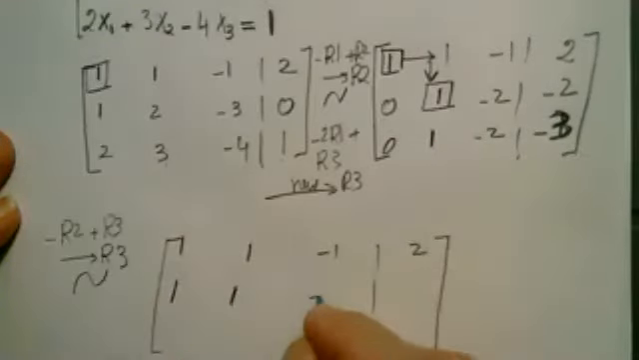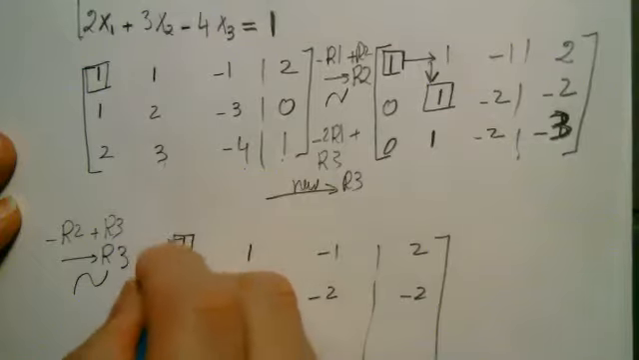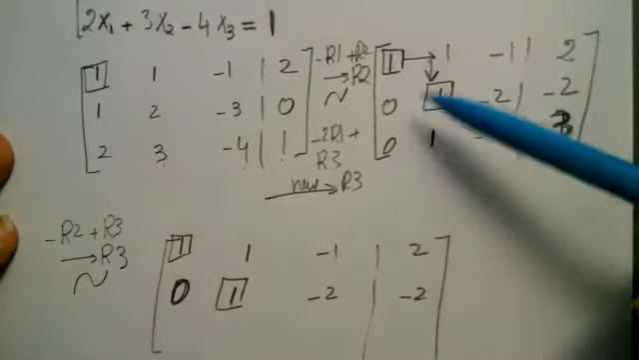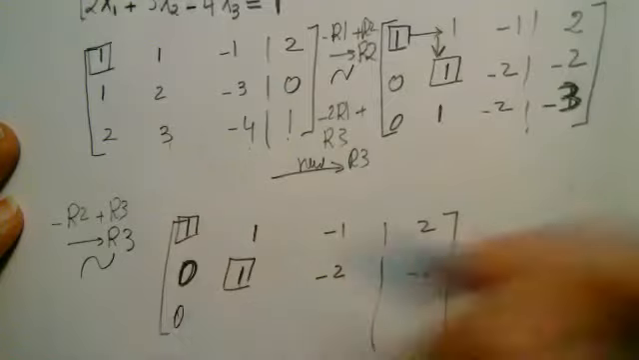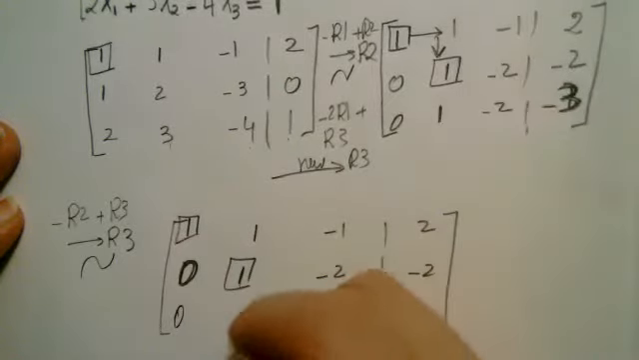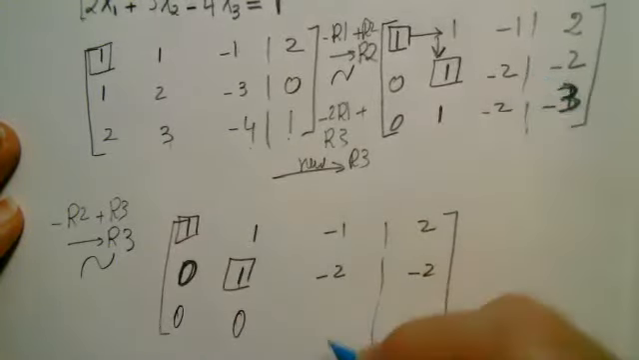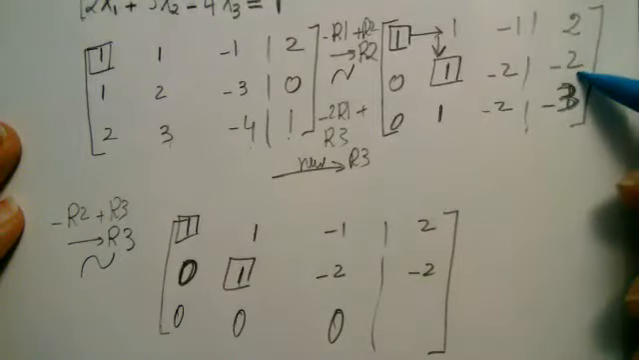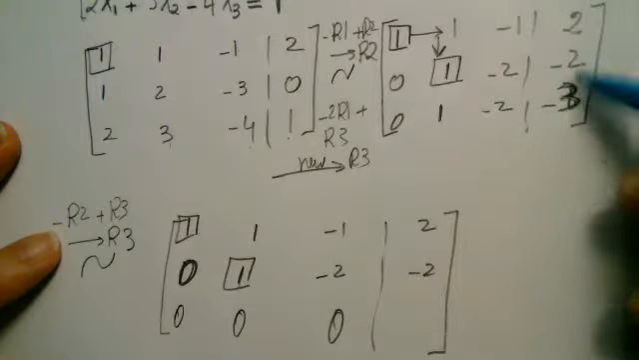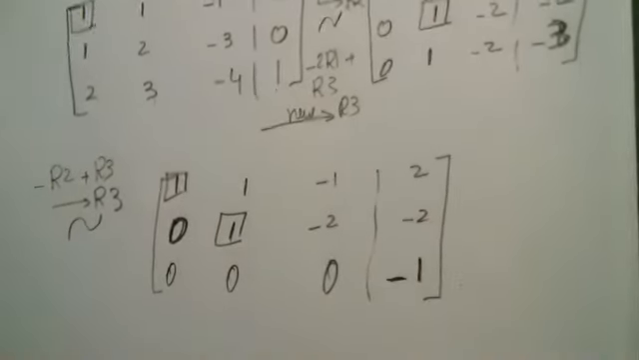1, 1, minus 2, minus 2. So that's my 1. Take this row and add it. Minus 0 plus 0, that's a 0. Minus 1 plus 1, that's a 0. Minus 2 plus 2, that's a 0. Minus 2, okay, so it's going to give me a 2, minus 3, that's a minus 1.